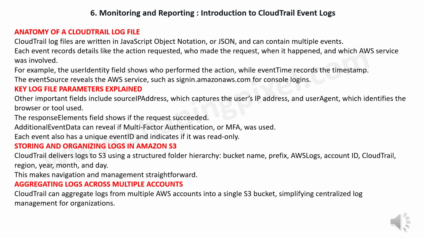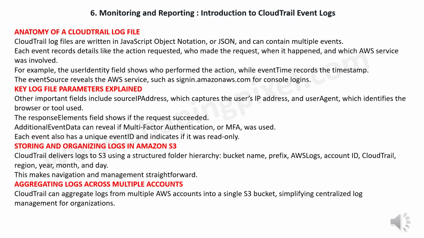Each event records details like the action requested, who made the request, when it happened, and which AWS service was involved. For example, the user identity field shows who performed the action, while event time records the timestamp. The event source reveals the AWS service, such as signin.amazonaws.com for console logins. Other important fields include source IP address, which captures the user's IP address, and user agent, which identifies the browser or tool used.